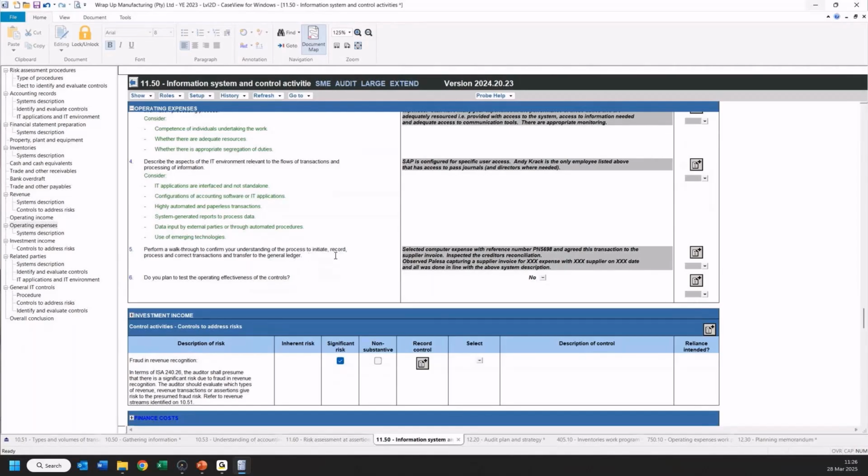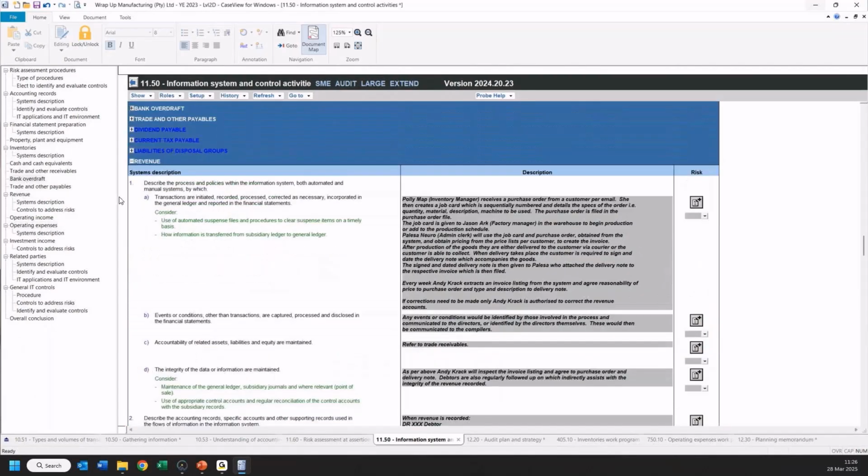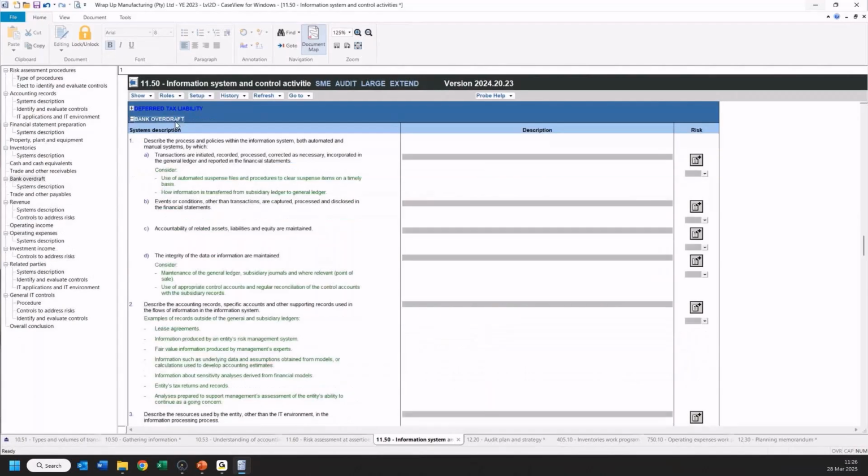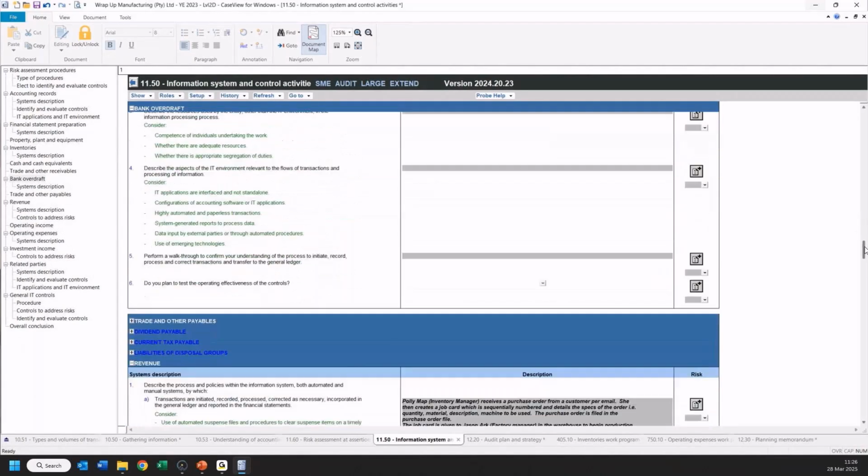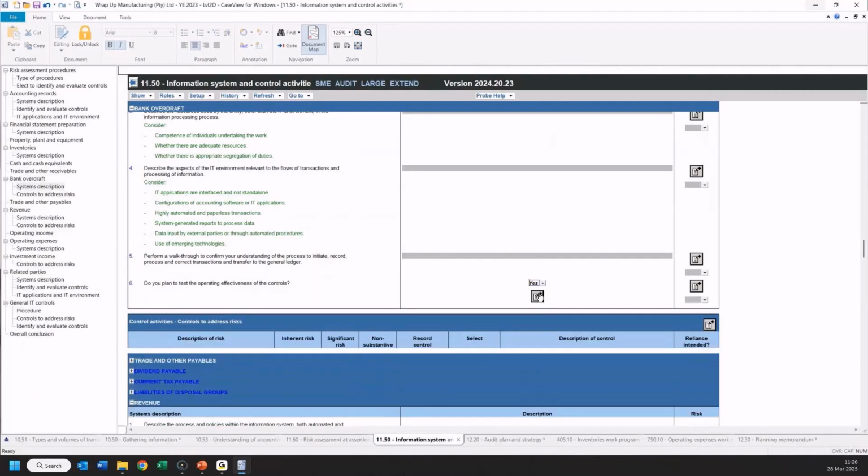If it was a scenario where we are getting to the walkthrough of controls, I don't want to change it in operating expenses because then next week I'm going to be confused. So let me go to bank overdraft. For bank overdraft, I'm going to record a risk. I know I won't be using this next week. Do we plan to test? We've done the walkthrough to confirm the system description for the bank overdraft. Now we say, do we plan to test the operating effectiveness of the controls? If we then say yes, then I have to go and identify controls.